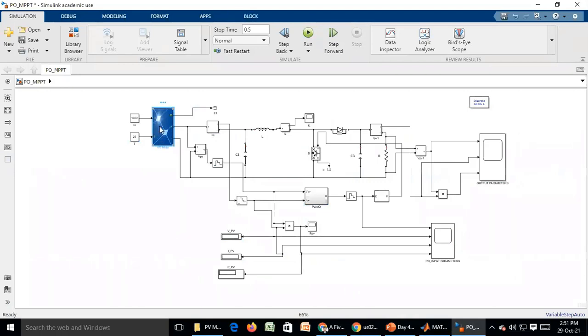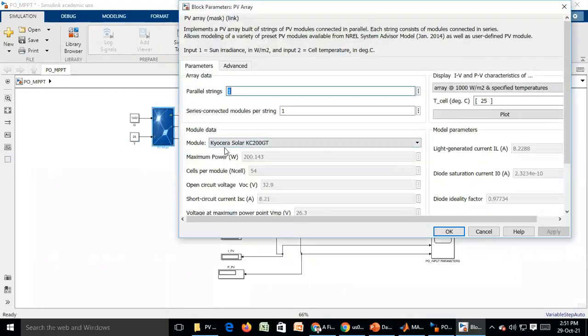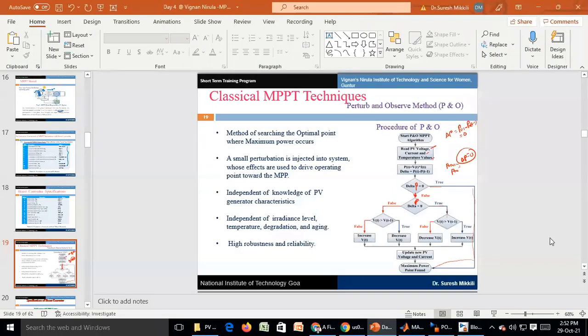Now you see, what I have considered is the Kyocera Solar KC200GT. Maximum power is 200.143. This is what I have considered.